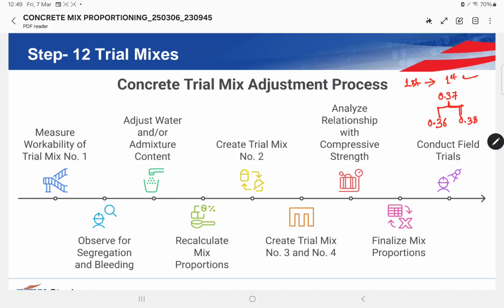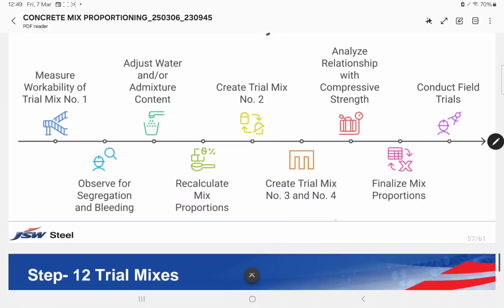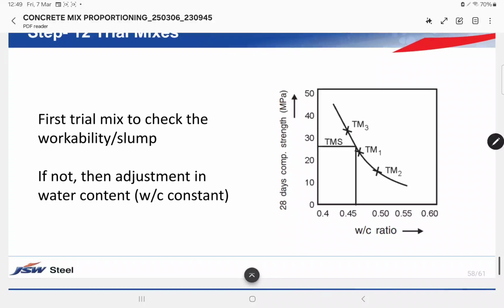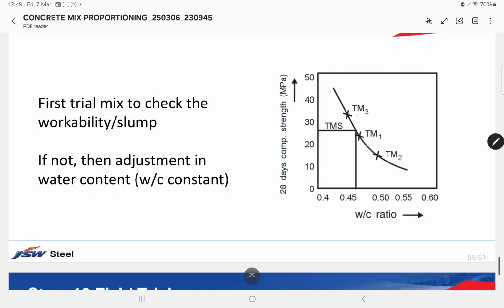and again you do the trial mix, and you cast some cubes, because this is a very important step. Once you do this, you can generate a correlation between water cement ratio and strength. So here, trial mix 1, 2, 3 with some changed water cement ratio. You started with trial mix number 1, then you decrease it a bit, and you increase it by 0.1, and accordingly you develop a correlation between your concrete strength and your water cement ratio.